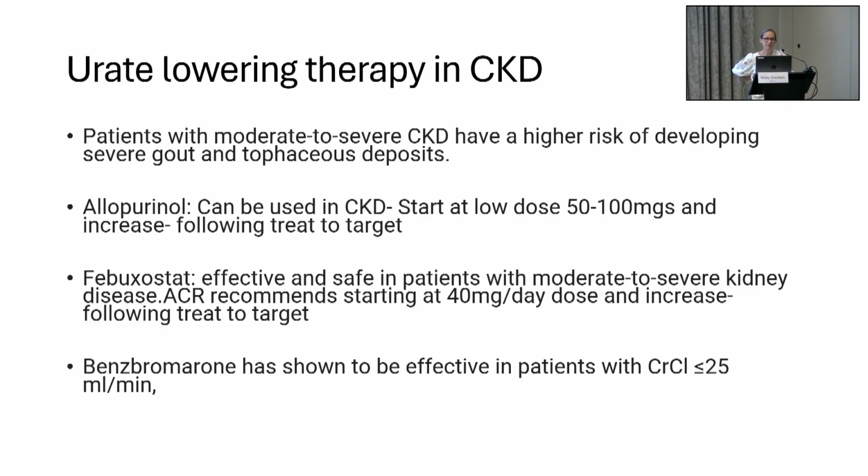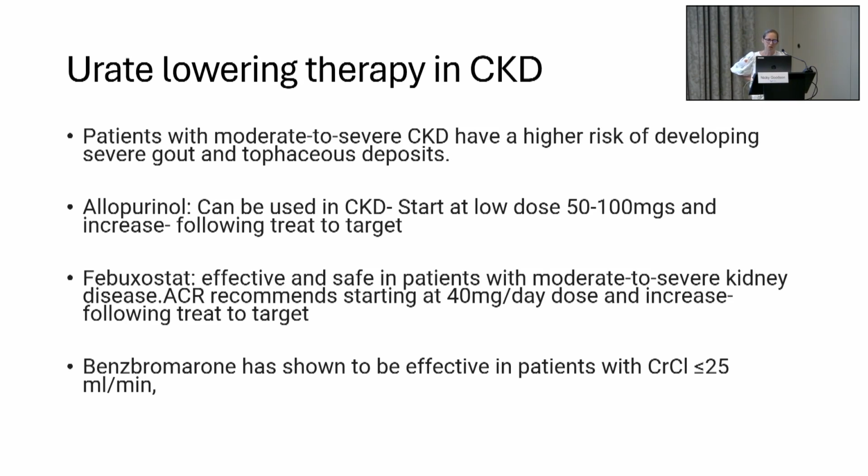And doses of 300, 400, 500 milligrams of allopurinol can be used in CKD as long as you're monitoring their kidney function and their urate level. But start low and gradually increase. And febuxostat, again, effective and safe. It's been pushed as a safe drug for moderate to severe kidney disease, but the ACR recommends starting at a lower starting dose than usual, which would be a 40 milligram per day dose. And in the UK, you'd have to break the tablets in half to do that because they're 80 milligram tablets, and increase following a treat-to-target protocol.